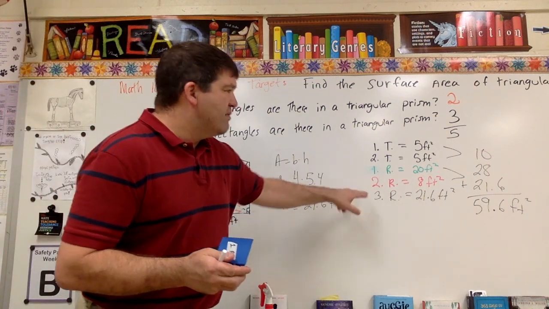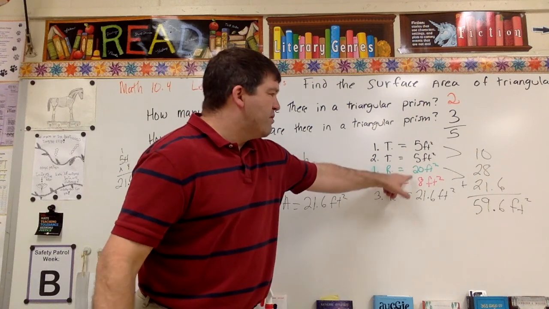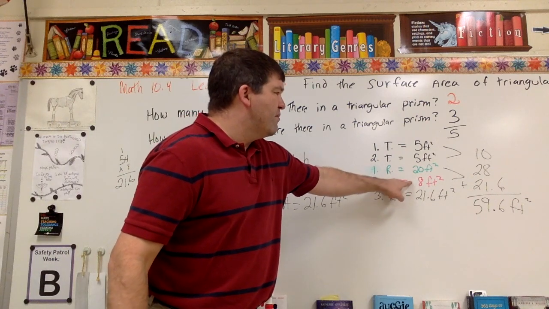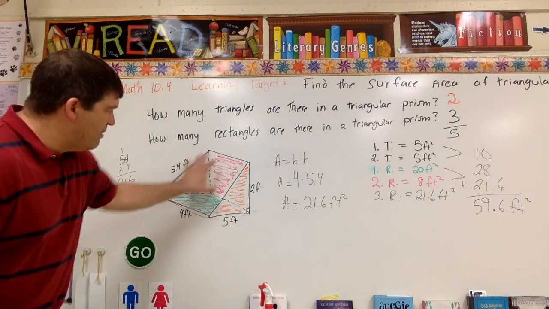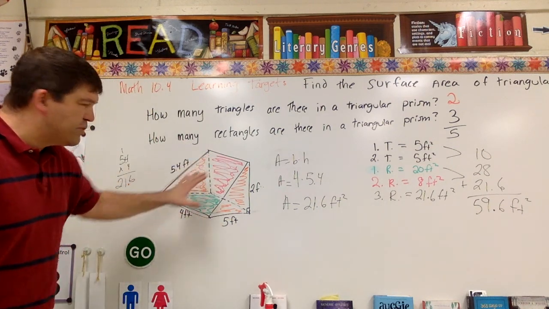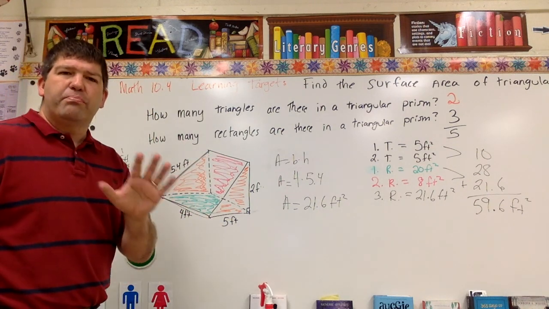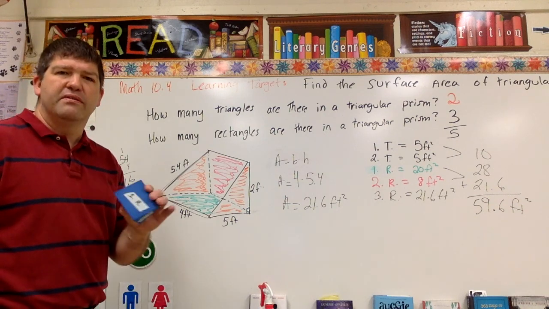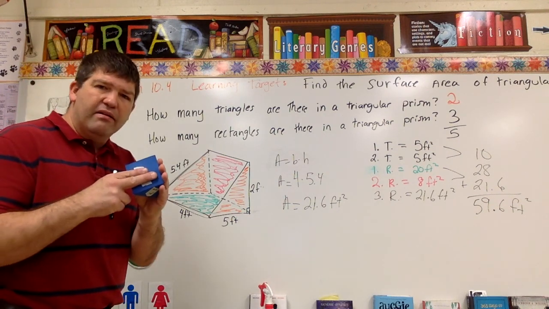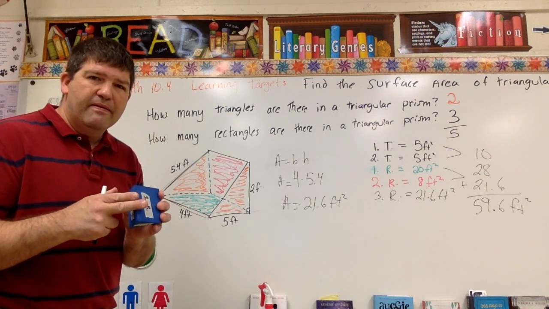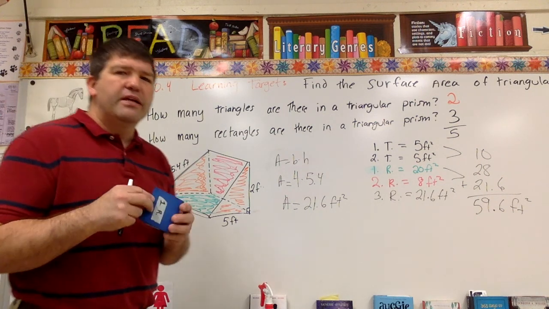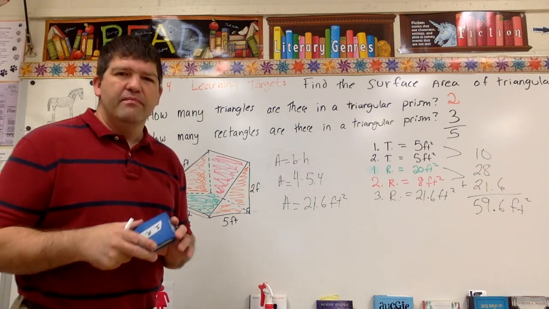Now the rectangles, look at, I could not triple these. One was 20 feet, one was 8 feet, and one was 21.6 feet. I had to look at my measurements and made sure I covered each part of the triangular prism. Each rectangle needed its own measurement. Okay? So take your time with this stuff.